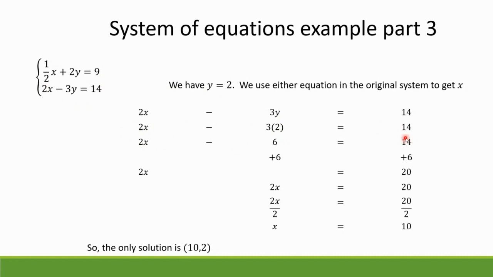As before, we get x all alone. So I add 6 to both sides. I get 2x equals 20. Then I divide by 2, as you can see, because we want x to be all alone. And so x equals 10. So the only solution here is (10, 2). It's only one solution. Good.